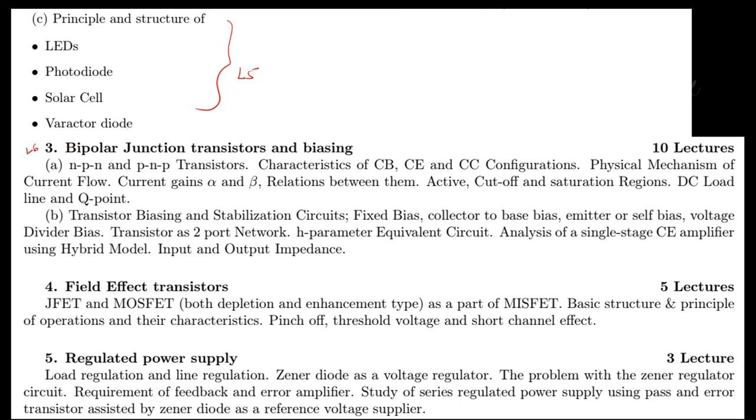In this lecture, that is lecture number 6, we want to discuss the bipolar junction transistor, that is part A. That consists of the NPN and PNP transistors, and characteristics of the CB, that is common base, common emitter and common collector configurations. Then the physical mechanism of the current flow, how the current flows and the components of the current. And the current gain: alpha for common base, beta for common emitter, and gamma for common collector, and the relationship between them. Then we discuss the active region, cutoff region, saturation region, and finally conclude with the DC load line and the Q point.